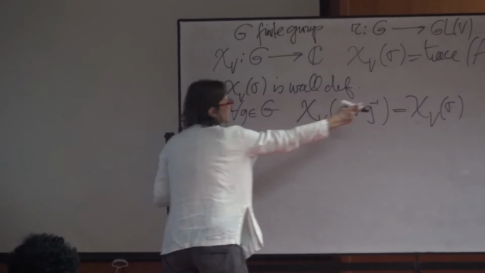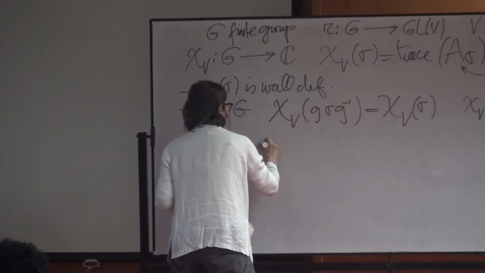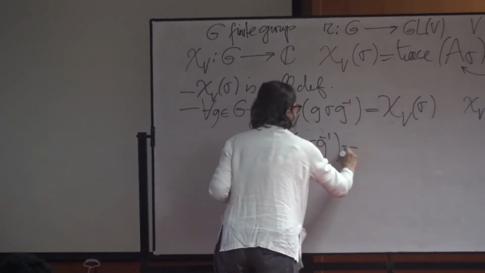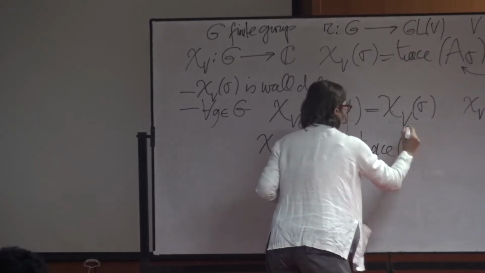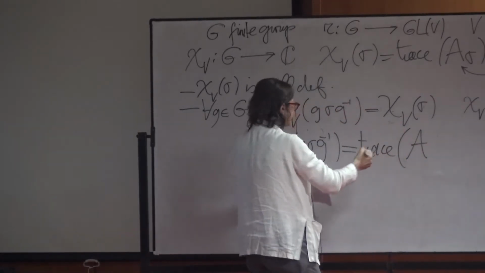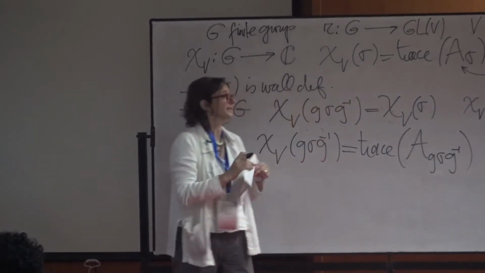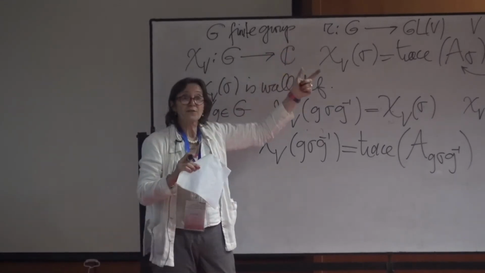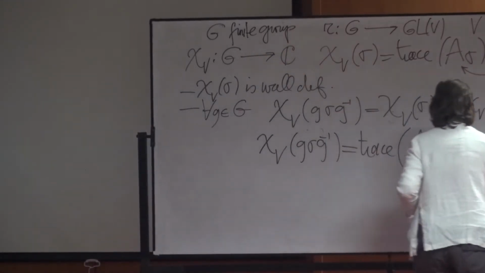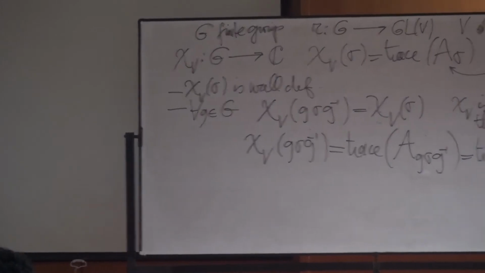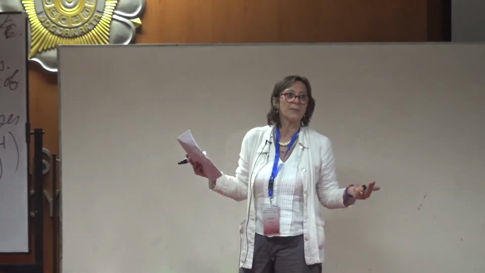If we want to check this, we can check it. So we have that chi V of g sigma g minus 1 is exactly the trace of any representative matrix of the element g sigma g minus 1. But recall that R is a homomorphism. So this matrix is just the product A g, A sigma, A g minus 1. So you see, again, you take the trace of two conjugate matrices, so you get the same number.